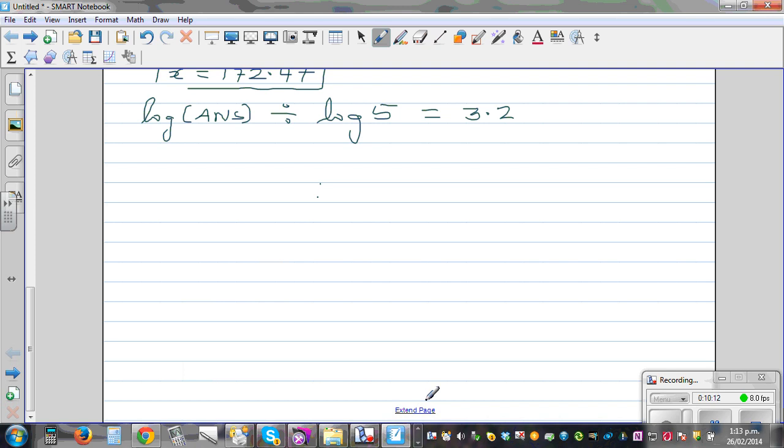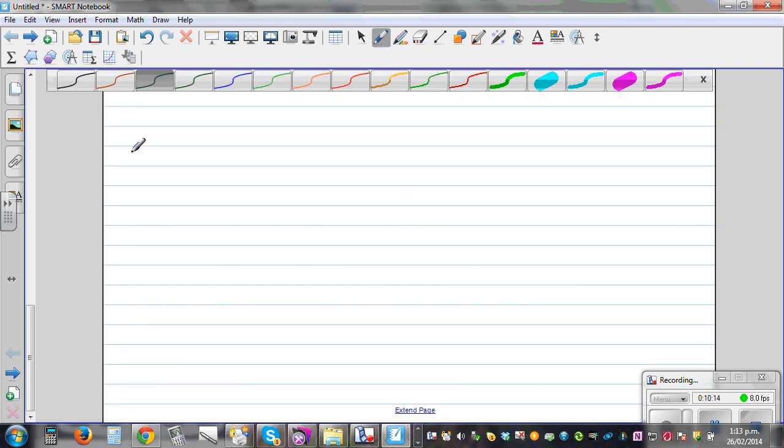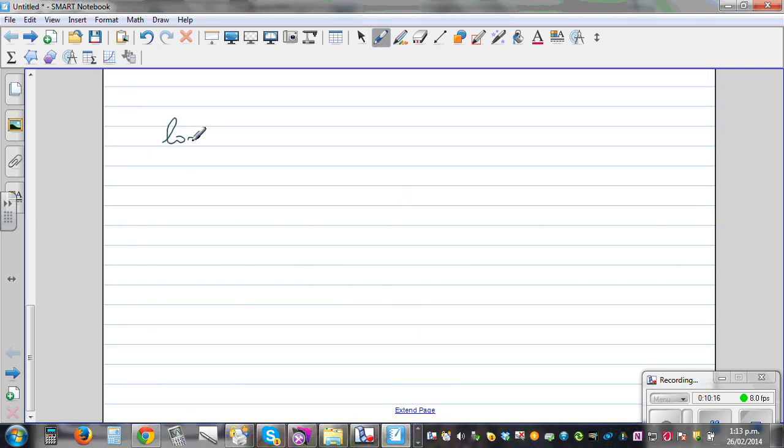Okay, so let's do one more question. Okay, so let's say log base 3 of x is equal to 1/9. So yeah, writing this in the exponent form, I can say 3 raised to 1/9 is equal to x. So your x should be 3 raised to, you can use a calculator, 1 divided by 9.